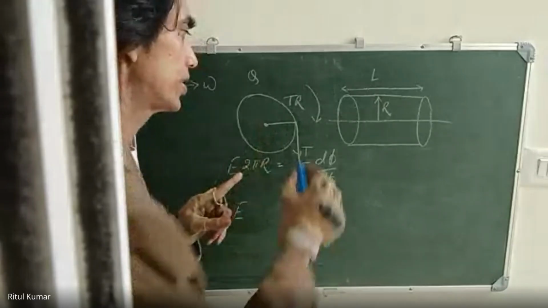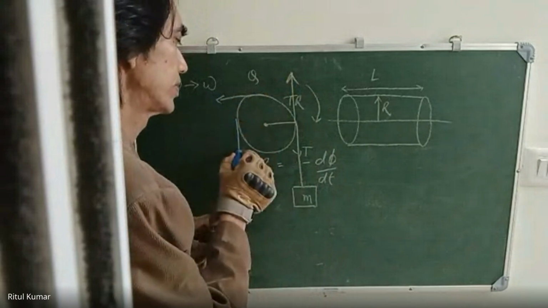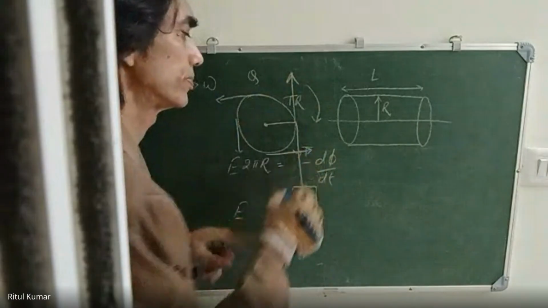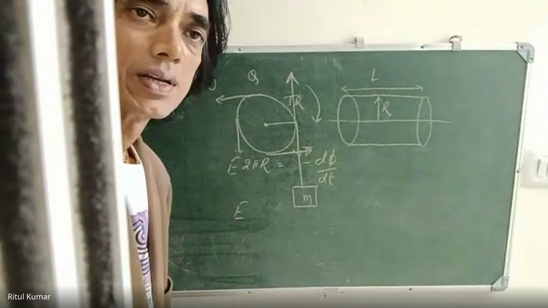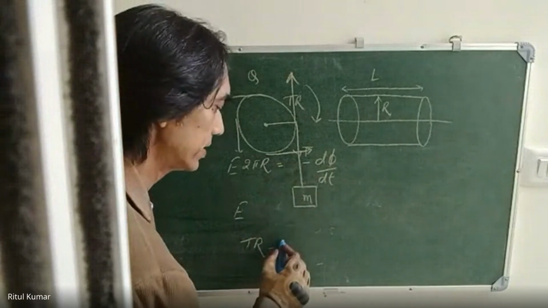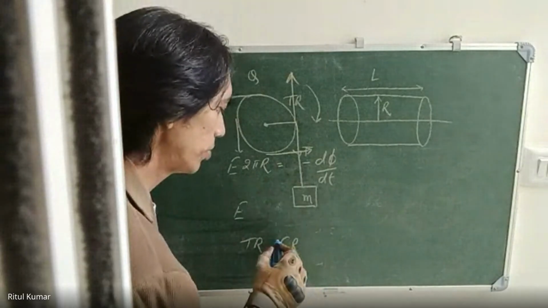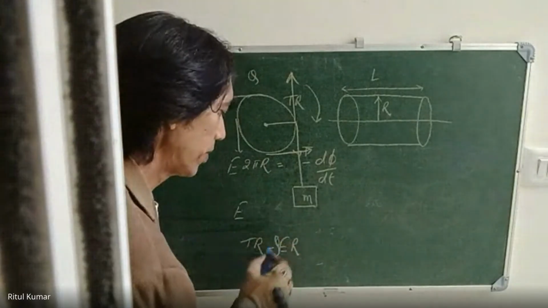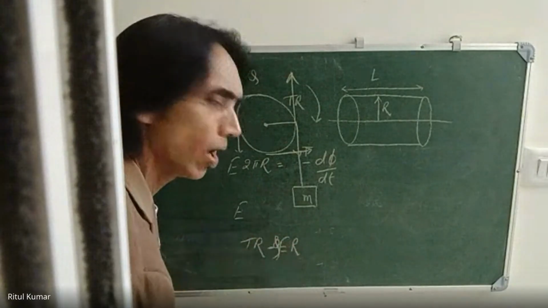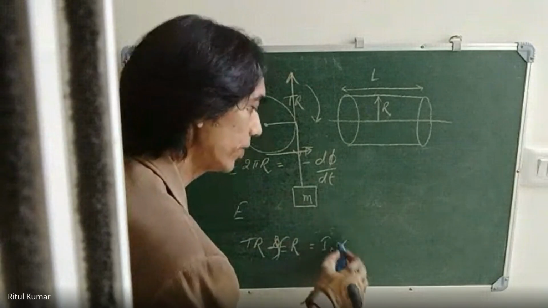This E will generate torque, correct? Yes or no, class? Yeah. Getting it? So torque into R, if I write clockwise, minus E into R, or force due to E to be precise, so I'll write Q. Minus Q into E into R, what is that equal to? I into alpha.